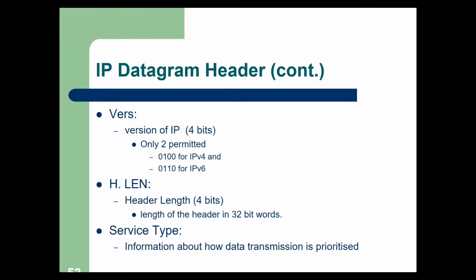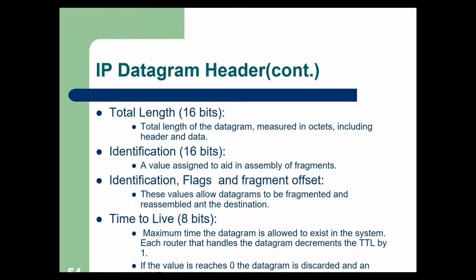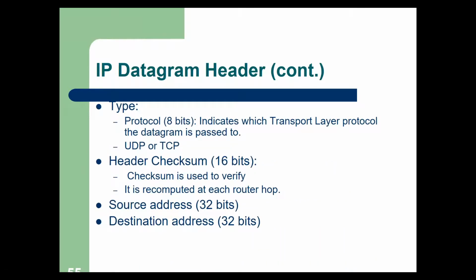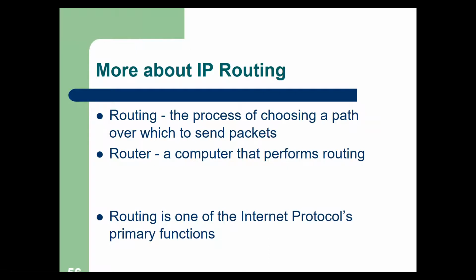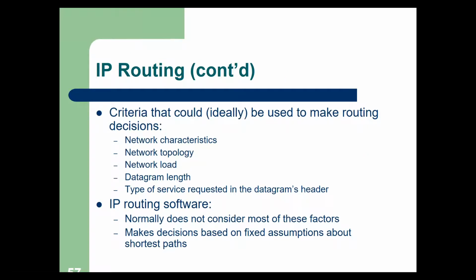Okay, so these are all explanations of the different headers. And this IP routing, which I have explained previously, is the way these routers will work. The router will route the packet through different routers or intermediary nodes in between before reaching the destination. Okay, so this is a very important function of IP routers, and there are many criteria that could be used to make routing decisions. As we have previously discussed, there are network topology, different network loads, and different datagram lengths. So based upon that, routing is performed.